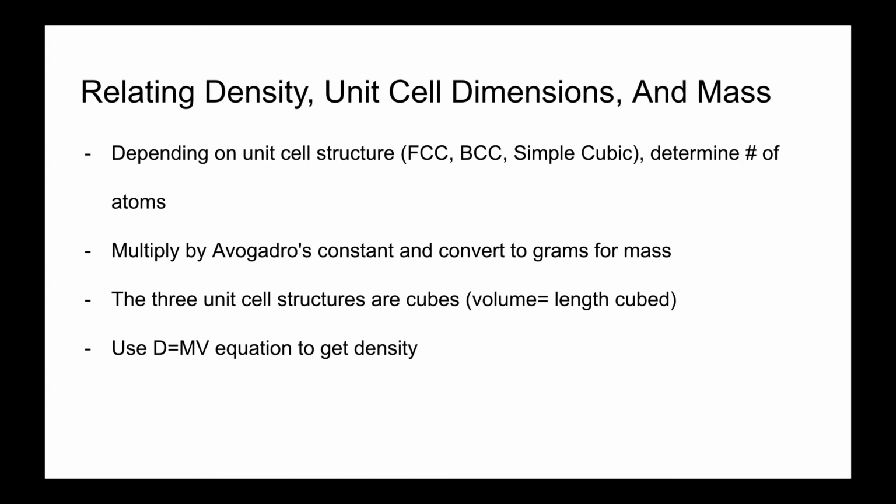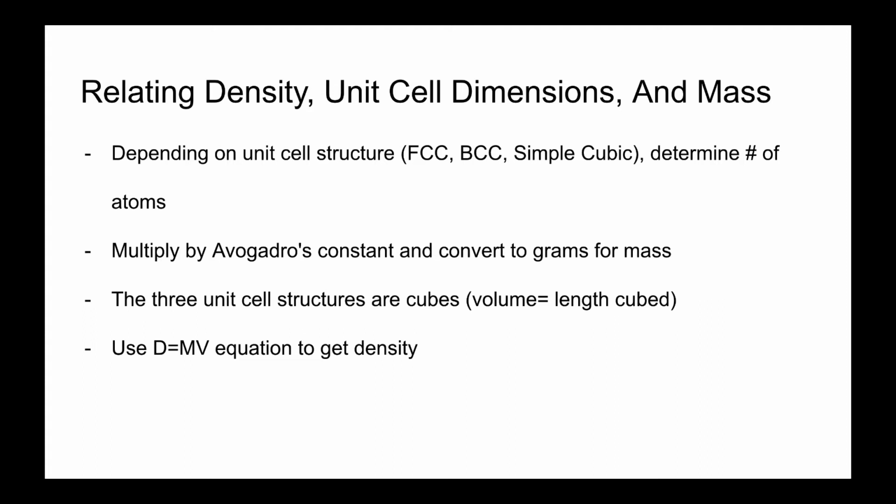So let's go ahead and move on to relating the densities of solids to unit cell dimensions and the mass of particles. So this is quite simple. So let's say we have this molecule, and we know that the structure of the unit cells is FCC, so face-centered cubic. So first, we're going to have to go ahead and solve for the mass, since density equals mass over volume.